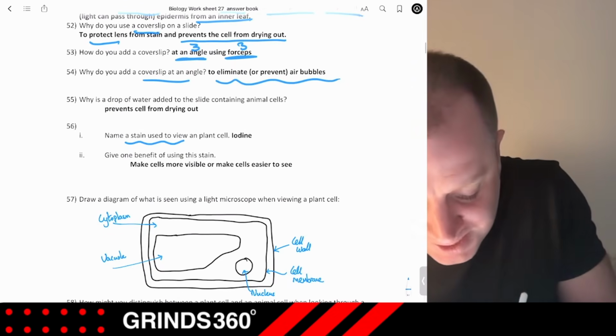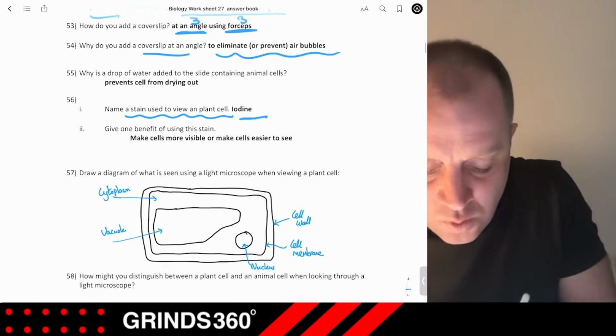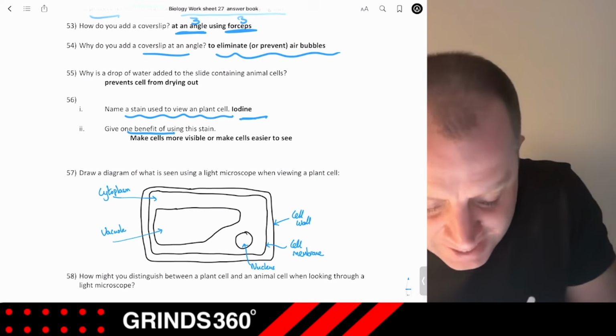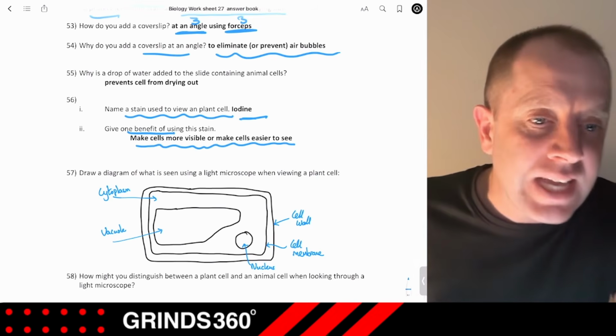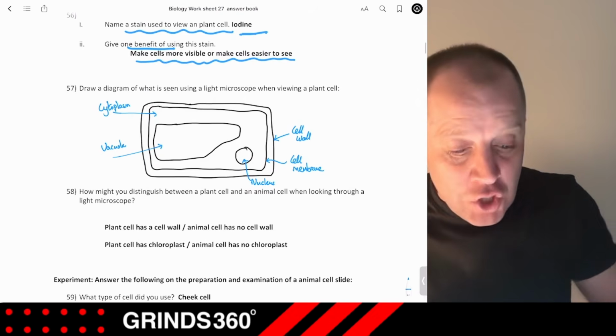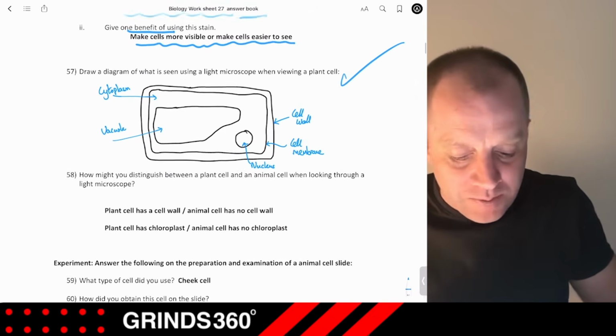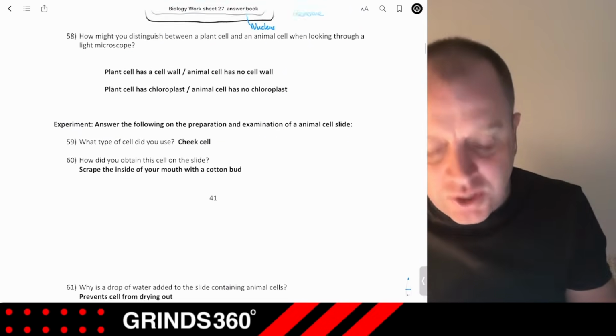So name a stain you use to view a plant cell. Iodine. What's the benefit of using that stain? It makes the cell more visible. It makes it easier to see. It stains the nucleus. You draw your diagram of your plant cell. Okay, perfect. Let's look at the animal cell.